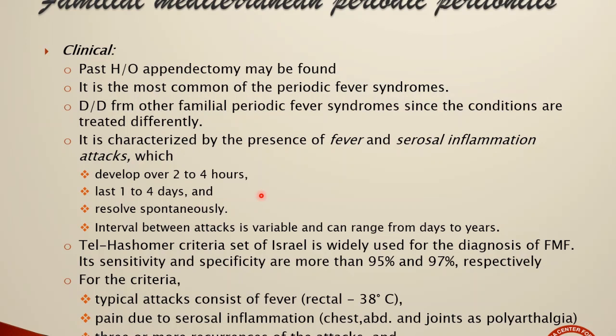The interval between the attacks is very variable and can range from days to years. The Tel-Hashomer criteria, which is from Israel, is widely used for diagnosis of familial Mediterranean fever and periodic peritonitis.